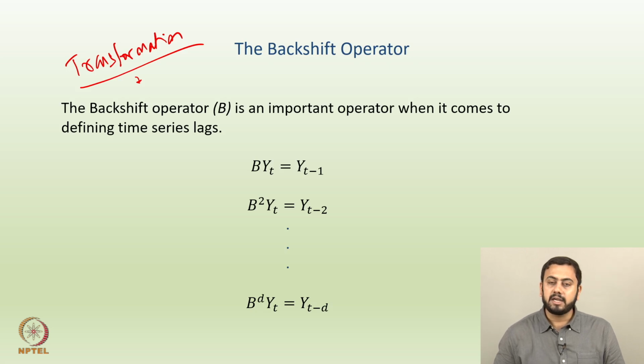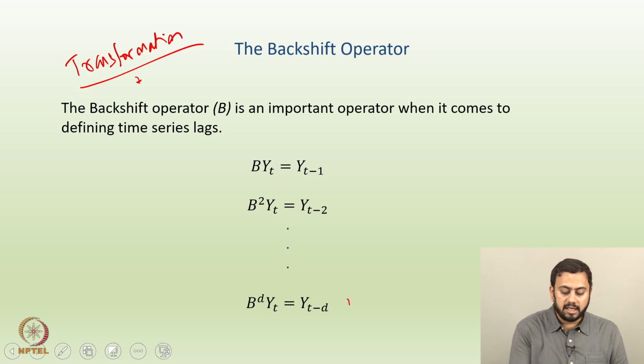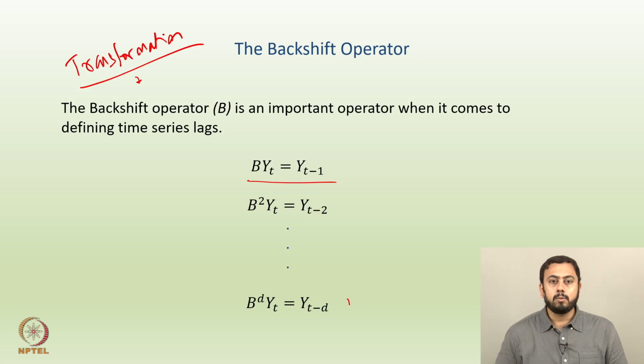The first one is called the Backshift operator. What do you mean by Backshift operator? Notation-wise it is capital B, and this Backshift operator is a really important operator when it comes to defining the time series lags. Now, the definition of this Backshift operator is easy. If you apply B on any time series process yt, the resultant should be yt minus 1, and hence the name Backshift. What you are doing is shifting the time span by one time span in the history.